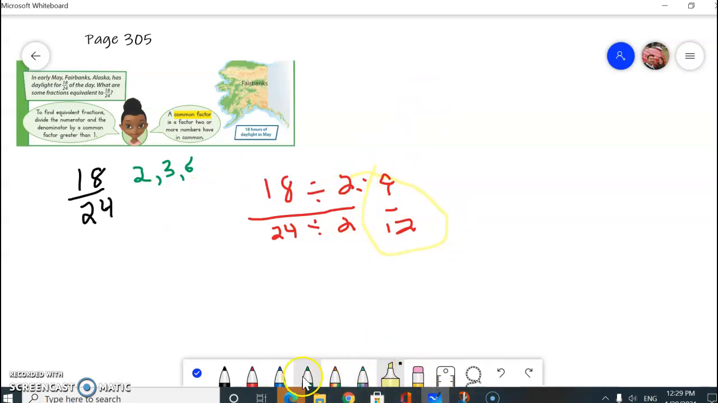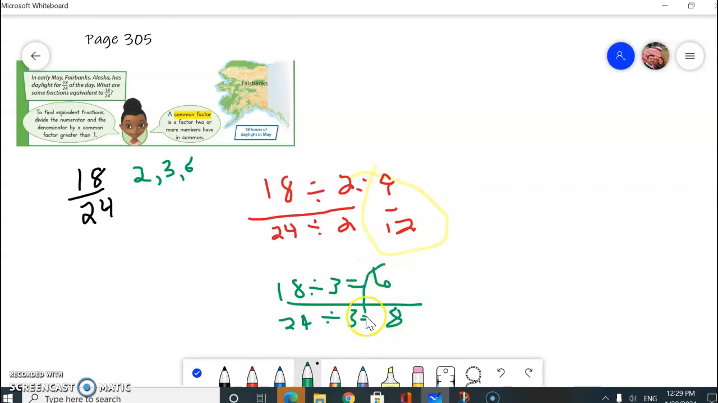Okay, let's do one more together. Let's divide them both by 3. So 18 divided by 3. Oops, let's just redo that here. 18 divided by 3 is equal to 6. And 24 divided by 3, that's a 3, equals 8. So 6/8 is another equivalent fraction.